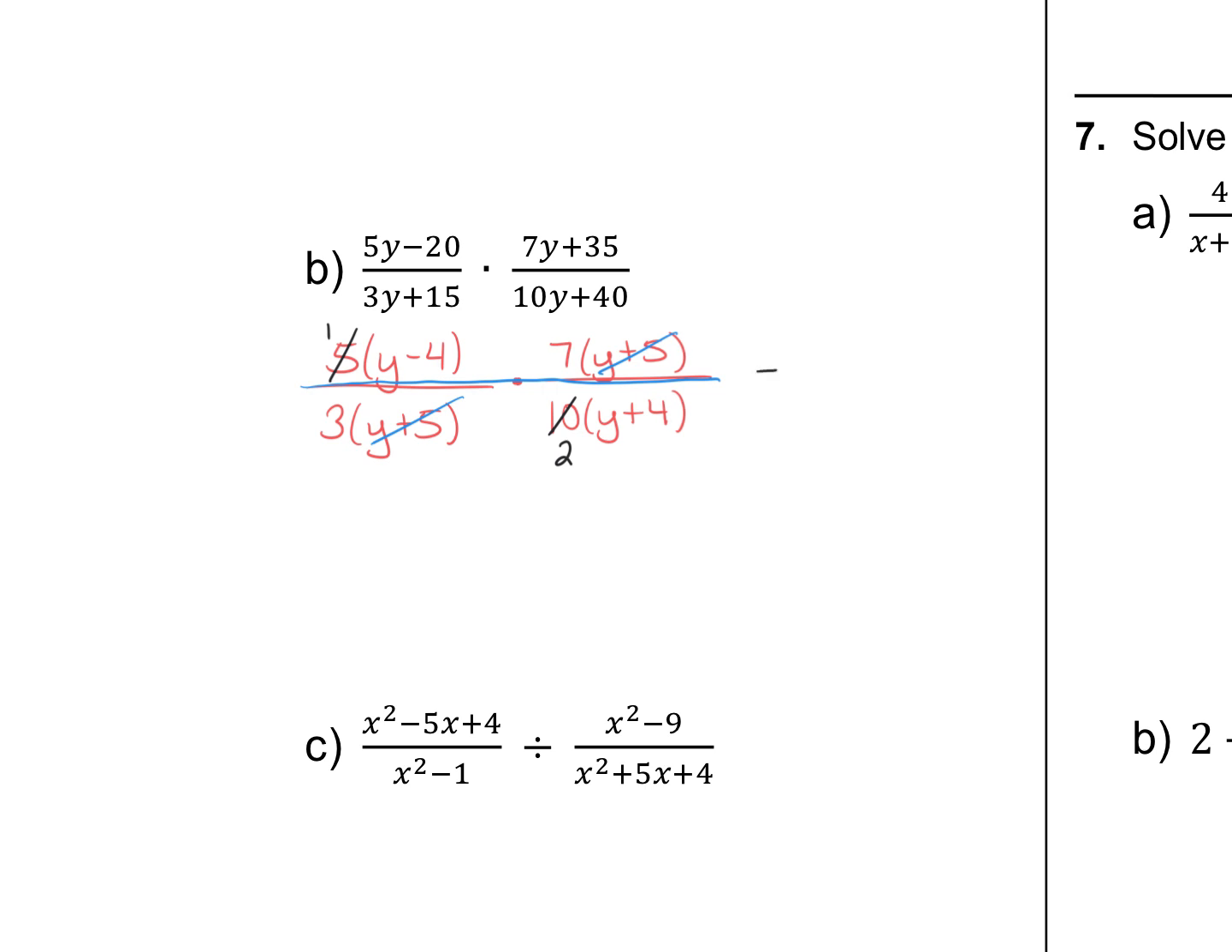Nope. So let's write what we have left. What do I have left on the top? Yep. 1y minus 4 and 7. I don't care how you write it, as long as you have all of that on the top. On the bottom, what should I do with this 3 and 2? Multiply. 3 times 2 is 6. And then what's left? Y plus 4. Now am I done? Yes.